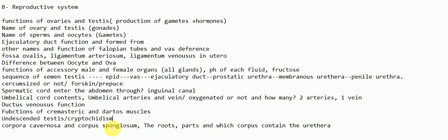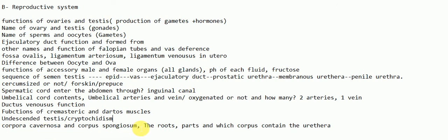The corpus spongiosum consists of the bulb, which is the root that attaches the corpus spongiosum to the bone of the pelvis, and the tissue inside is also corpus spongiosum. And the glans penis itself is an extension from the corpus spongiosum. So the 3 parts, the root, which is the bulb, the corpus spongiosum itself, and the glans, are all from the same tissue, the corpus spongiosum. The crus is an extension from the corpora cavernosa.